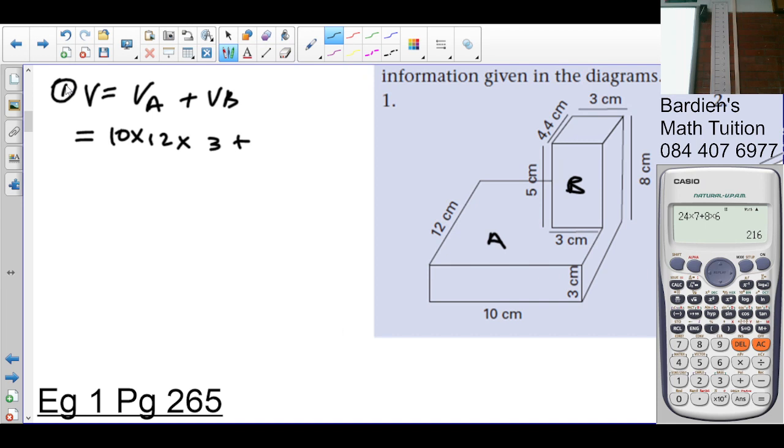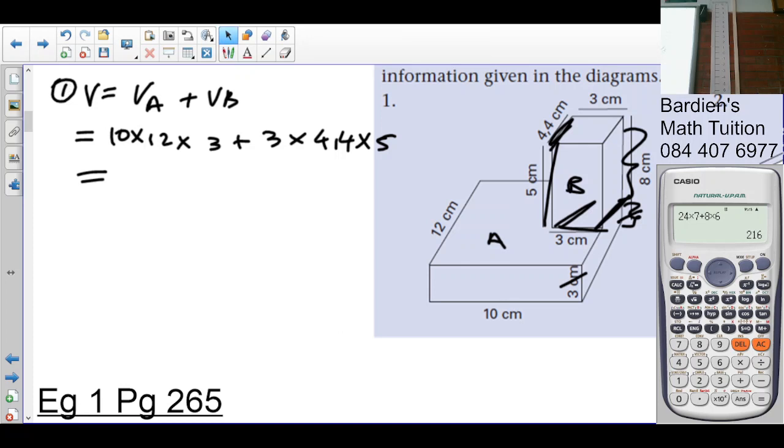The length of 3, a breadth of 4.4, and the depth of this object is going to be 5, not 8. 8 is going to be this whole length here, remember? That is going to be 5 and that was 3. Can you see that? And that was the same length. 8 minus 3 is 5. So that you put in the calculator.